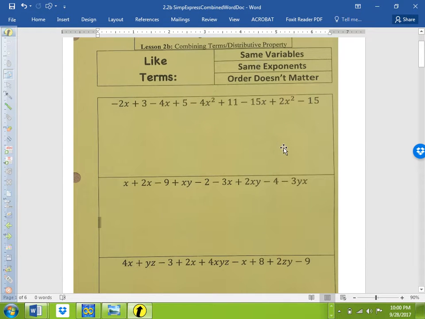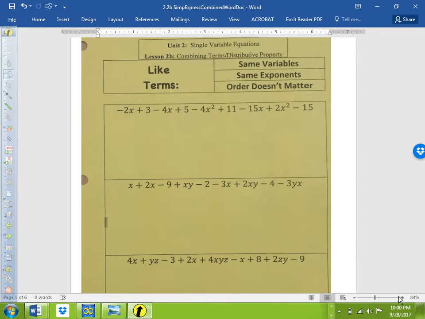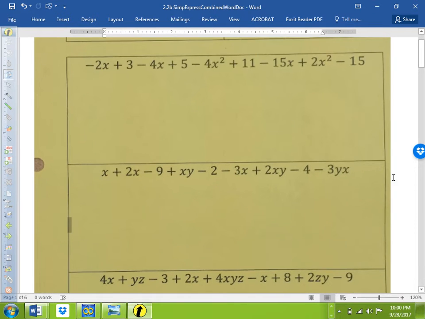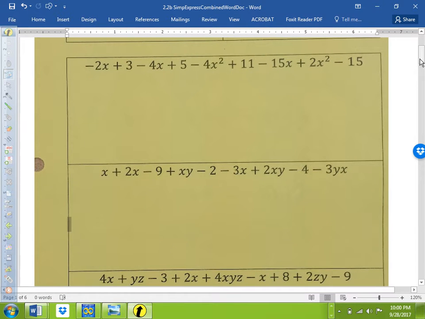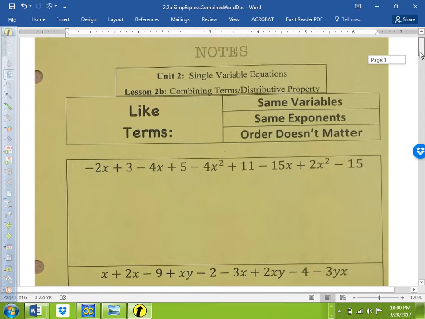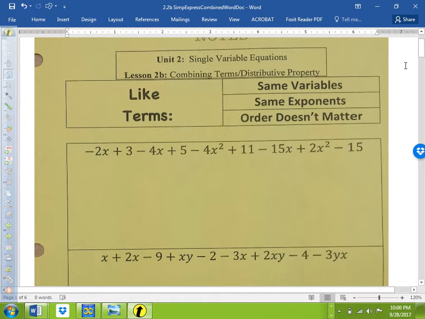All right, class. If you would please get out this yellow paper that you see on the screen. We're going to be looking at this, and we're going to do some simplifying of algebraic expressions.